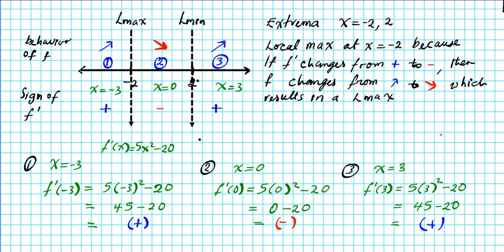Okay, because think about a roller coaster. You're facing up, you're heading towards the sky, and then you're going down. At the point where that switch happens, you have a maximum. Okay, so that's basically the justification as to why we have a local maximum at x equals -2.